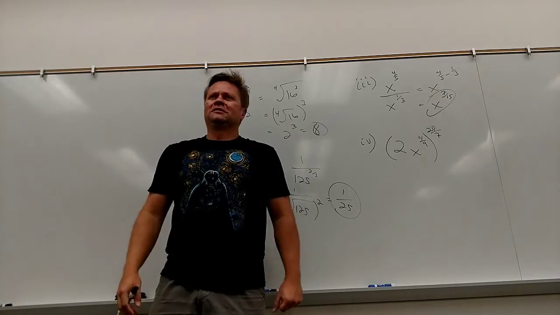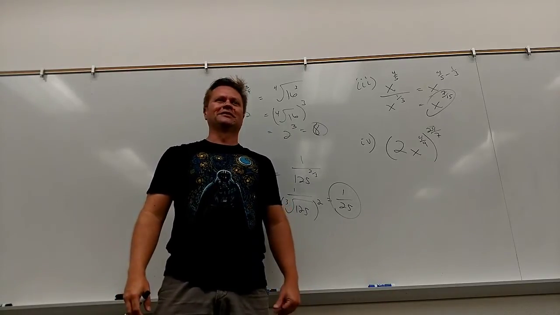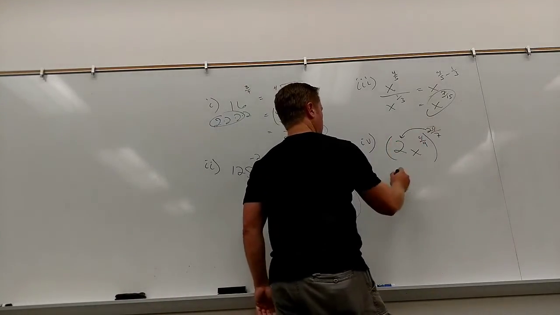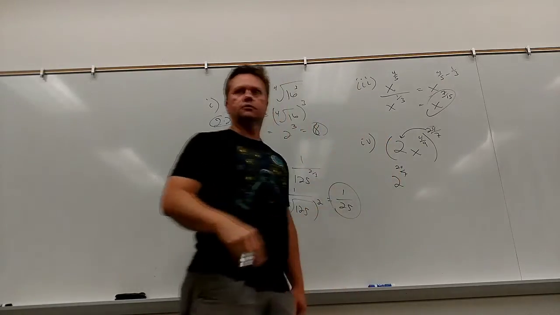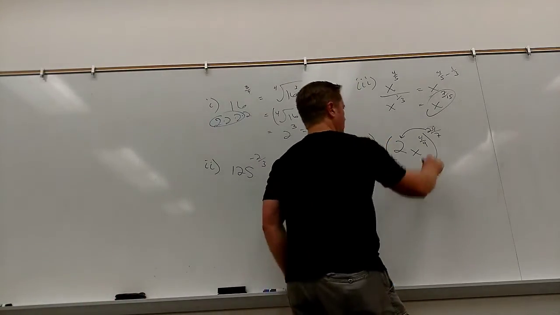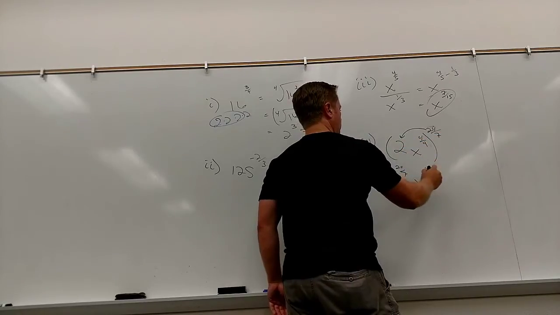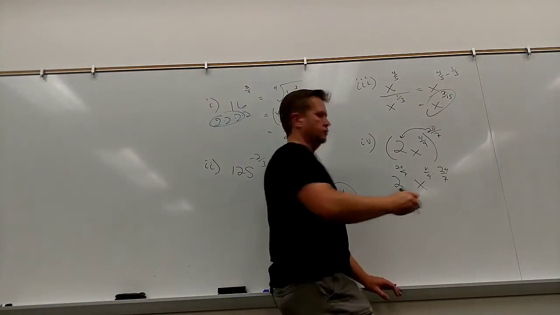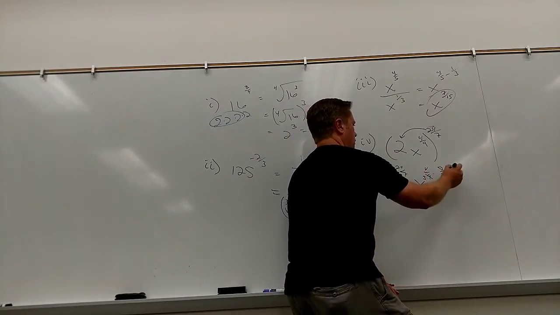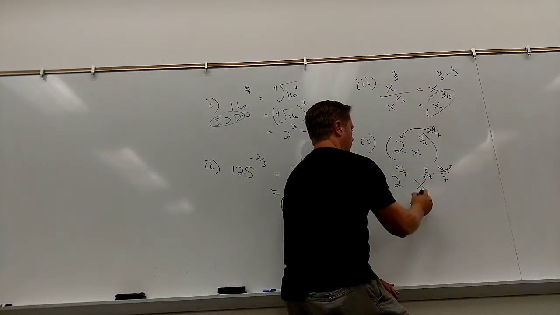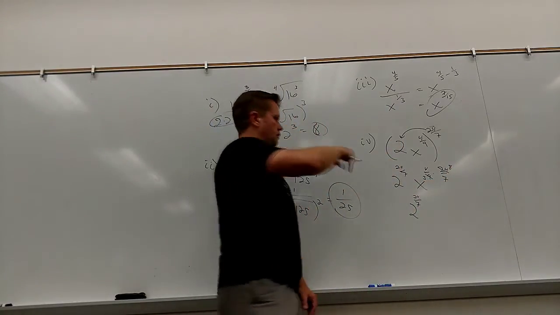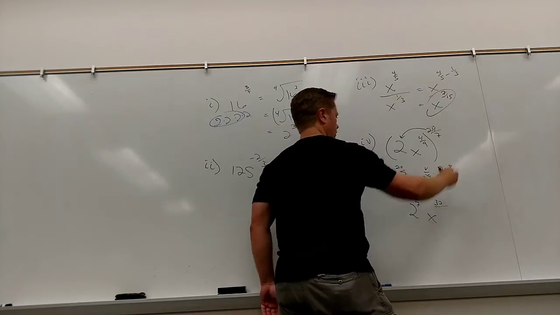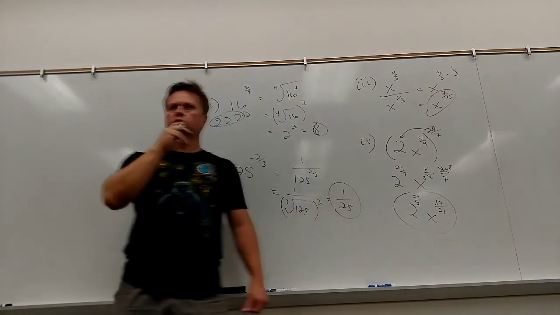Ooh, that's gross. Poor little 2 dude. So it'll be 2 to the 24/7, whatever that is, times x to the, what do you do with these powers? Multiply them. 4/9 times 24/7. I can reduce the 9 into 24. So that would be 3 and 8, so then I get 2 to the 24/7, which is a gross number, x to the 32/21. Bam. Cool.